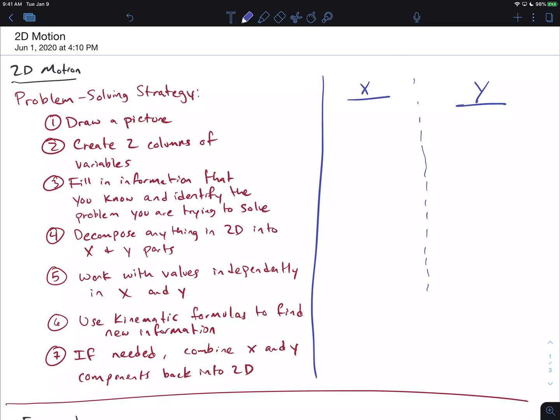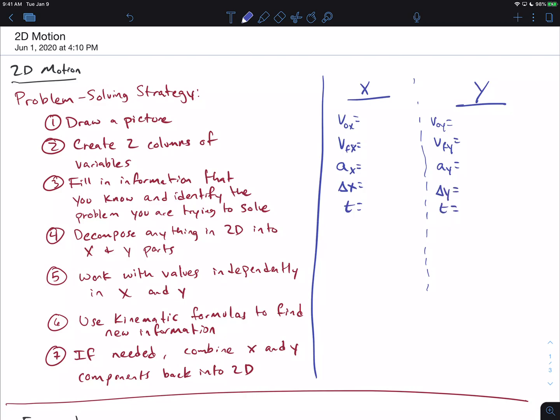So for the X direction, we're going to have something like initial velocity, final velocity, acceleration, displacement, and time, right? And similarly, in the y direction, we'll have the same exact variables, except they will be y. So you see me writing these little subscripts in. This is just a reminder for me, which acceleration am I talking about, or which initial velocity, which displacement. This is just a marker for me.